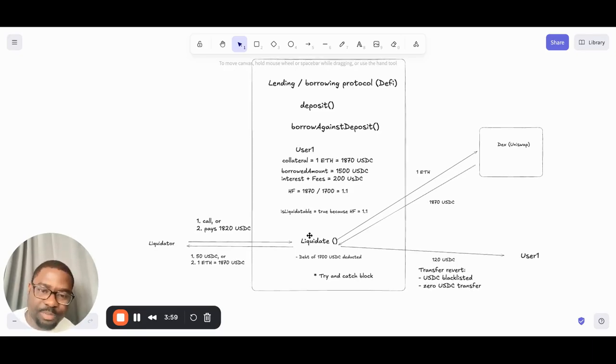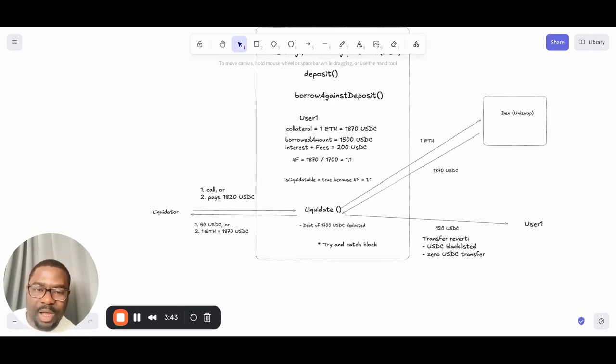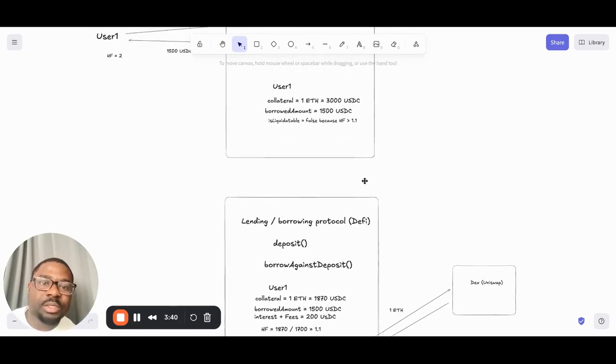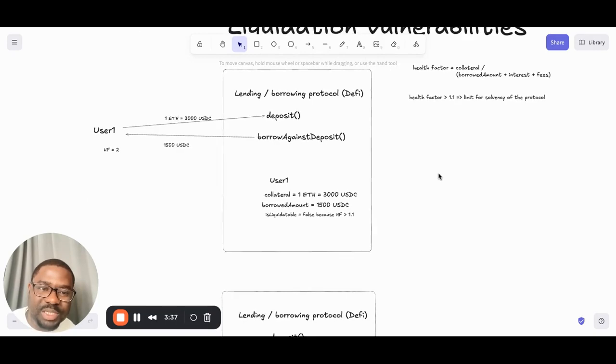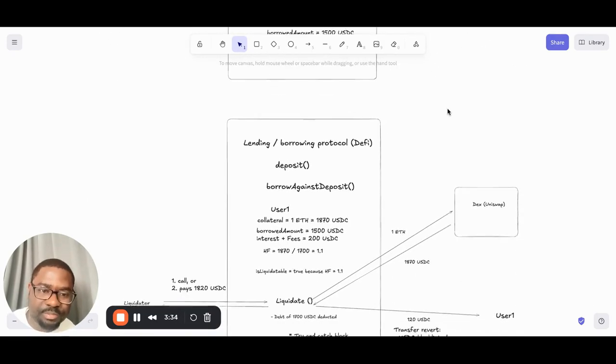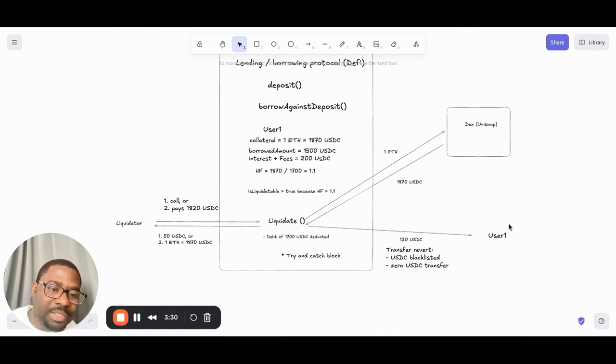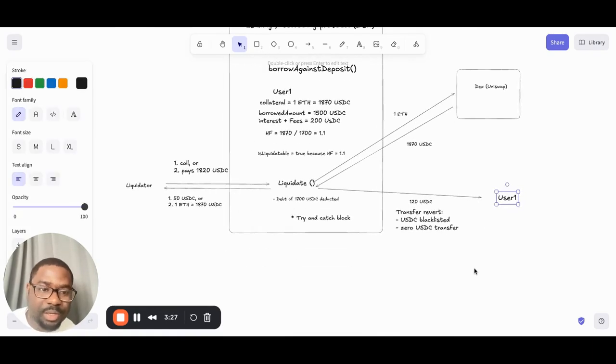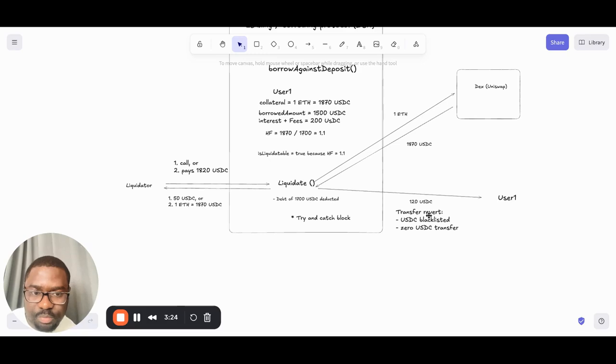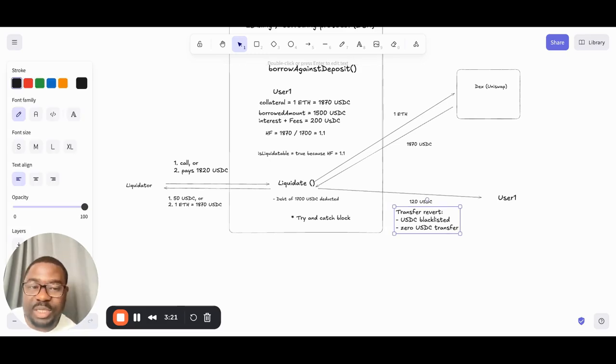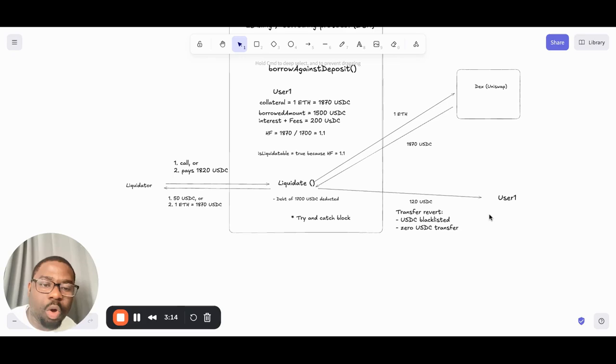Now, here is the vulnerability. What I've just described in this liquidate function is one transaction. So every step of this must get executed so that the position can be liquidated immediately and this invariant holds. Now, an attacker, this user can be an attacker, or even if he's not an attacker, for one reason or the other, he could have gotten himself blacklisted on USDC.